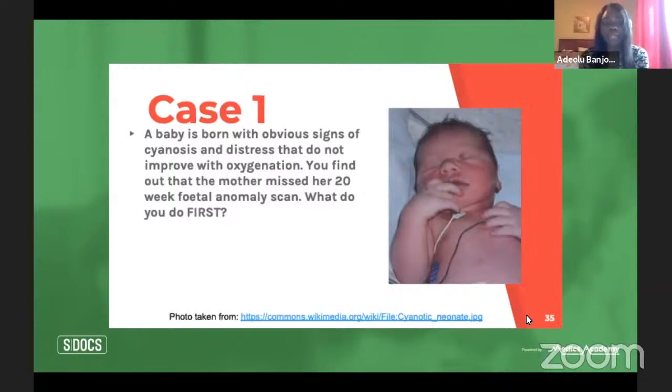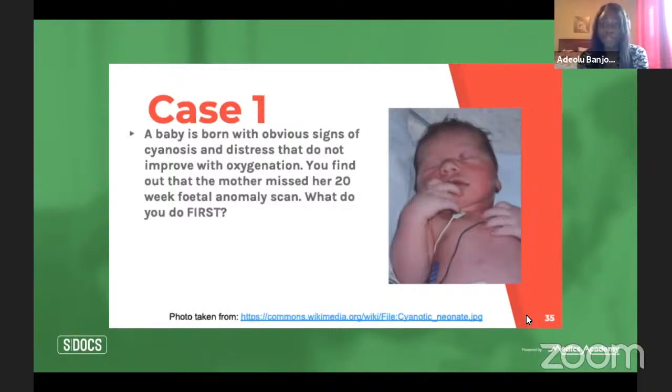So just breaking down this case, you know that because the baby is immediately born with cyanosis and distress, it's likely to be a right to left shunt. And because the mother missed her 20-week fetal anomaly scan, you know it's likely something that could have been diagnosed prenatally but wasn't because she missed her screening. So she's probably coming with an undiagnosed congenital heart disease.